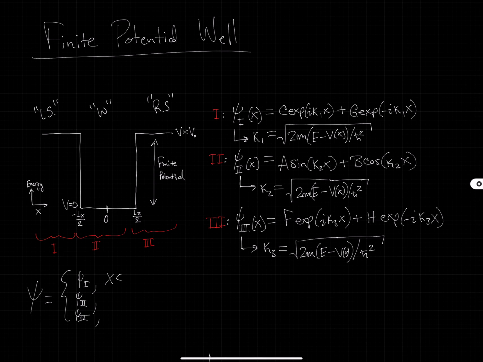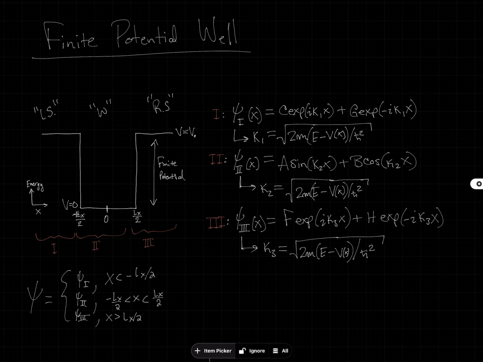Where this is only true for x less than minus Lx over 2, and this is true for anything in between minus Lx over 2 and Lx over 2. And the third region is true for positive Lx over 2. All right. I've chosen this convention just because it simplifies things a bit. I could have done 0 to Lx. It wouldn't have made any difference, but this makes things a bit simpler for me. And so we have this finite potential. All right.